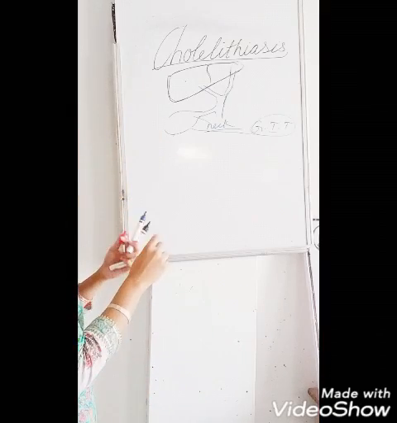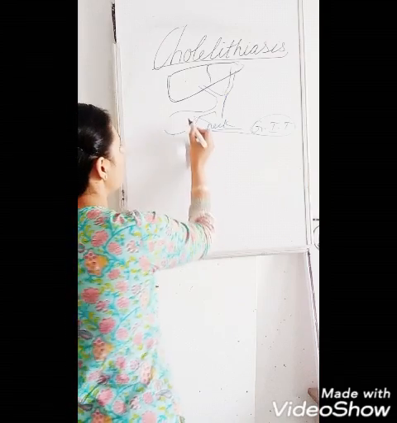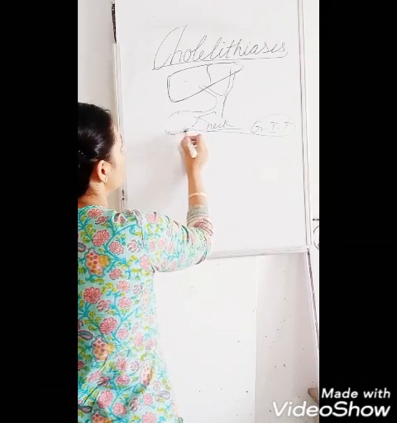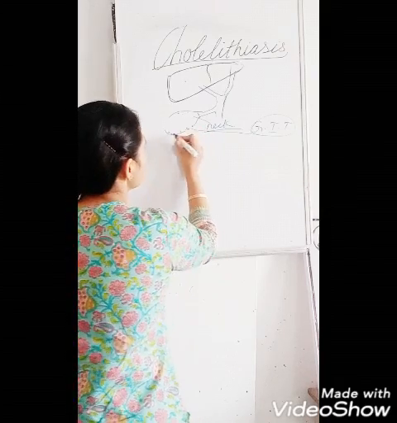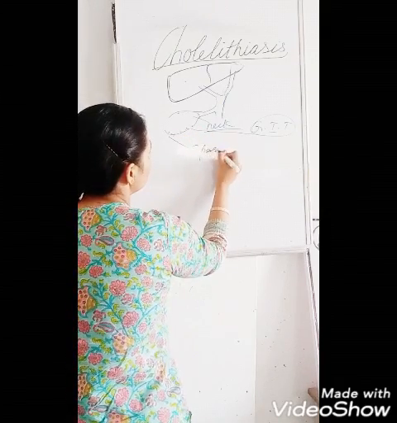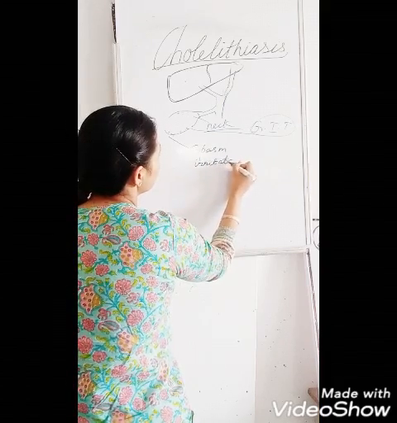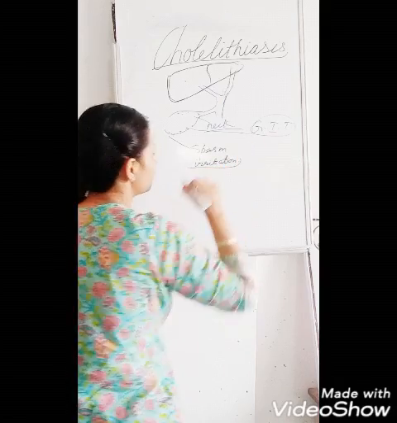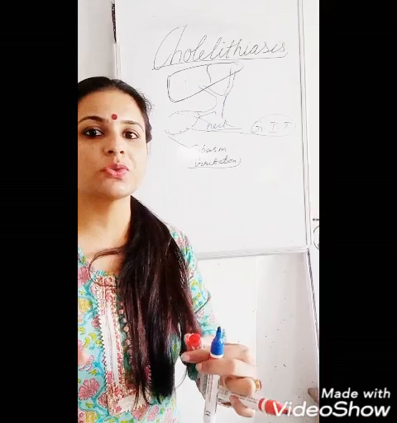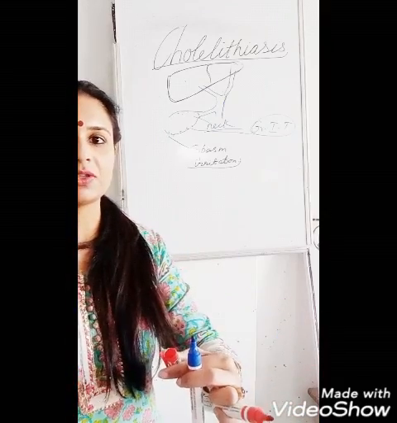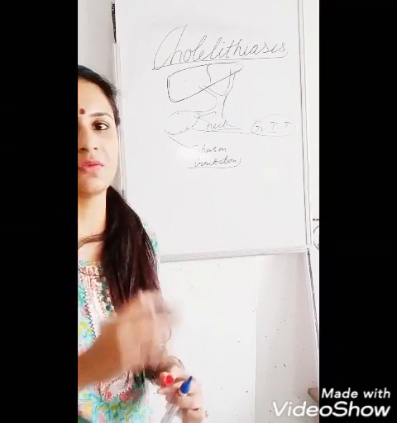And when the stones are formed, the stones will cause irritation to the wall of the gallbladder, to the neck of the gallbladder. So this will cause spasm, irritation, and then erosion of the mucosa, and then the tissue planes will get exposed to the detergent action of the bile salts, and the ultimate result will be necrosis and perforation of the gallbladder.